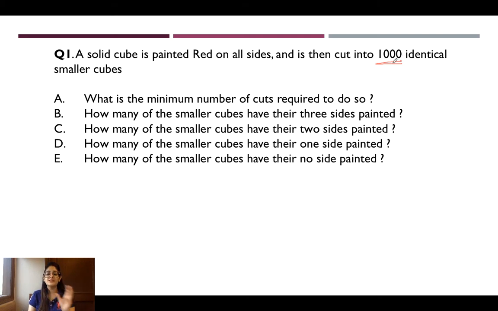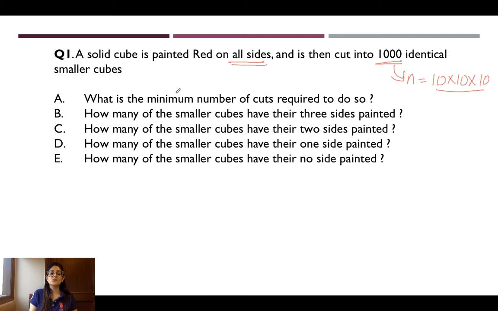So this obviously is a very easy one, and right away we can see that it is 1000. So our n is going to be 10, so that the dimension becomes 10 into 10 into 10, which is 1000 pieces. So there is a bigger cube which is painted red on all sides. Then it is cut into 1000 identical pieces. So I know my n here.